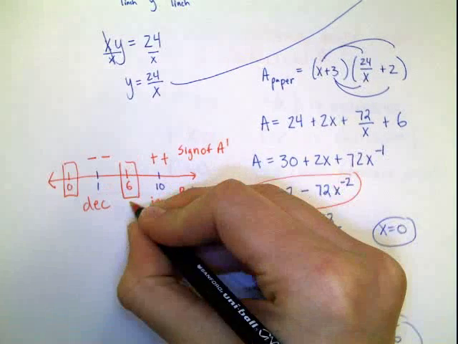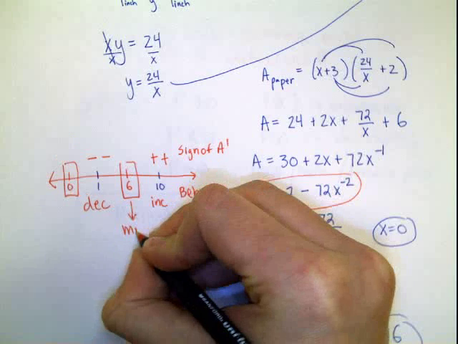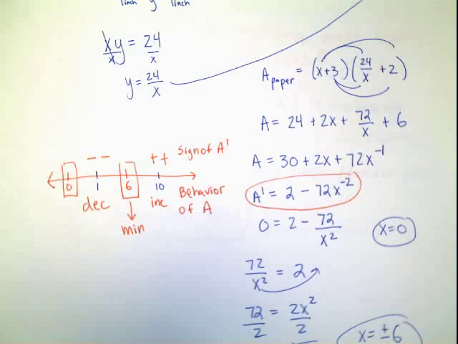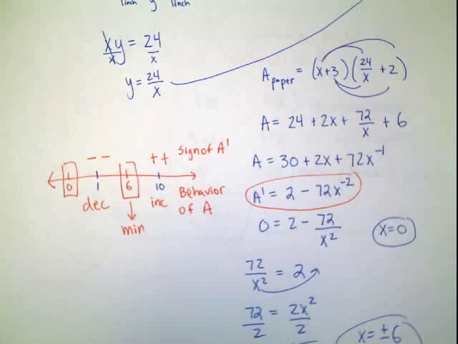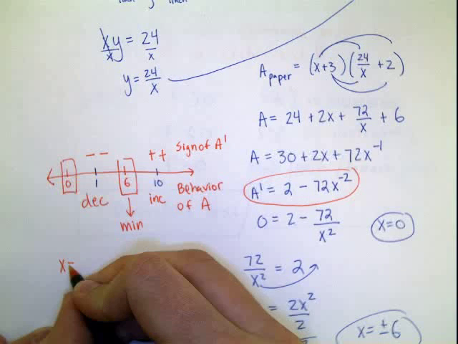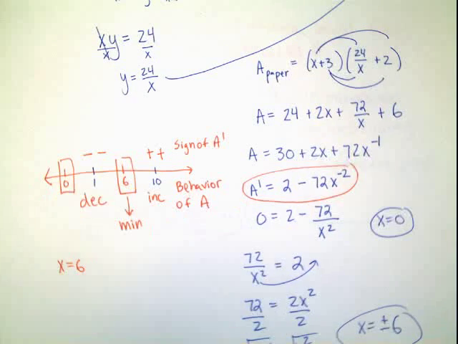So negative, positive, that makes this a minimum value. Decreasing, increasing. So definitely a min on that thing. Which means 6 has got to be our answer. It's the least amount of paper. So when x equals 6, we have the least amount of paper being used. Now let's go read the final question.